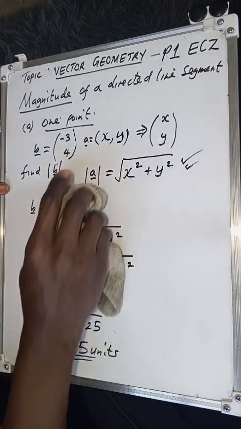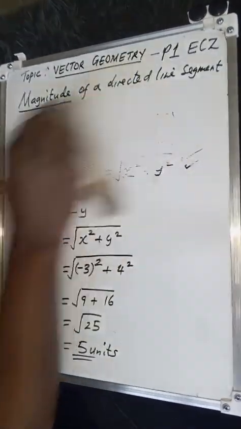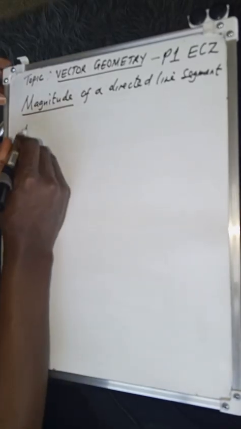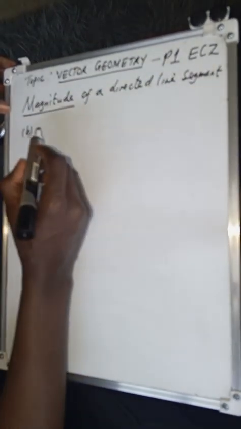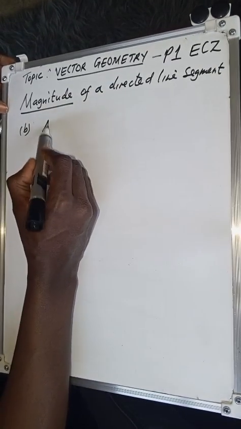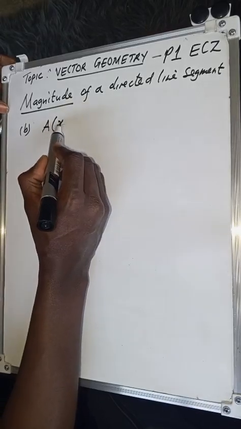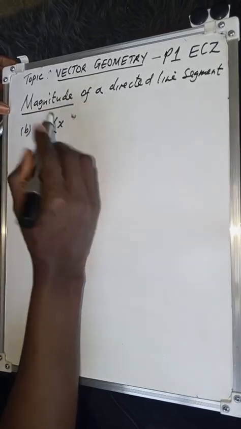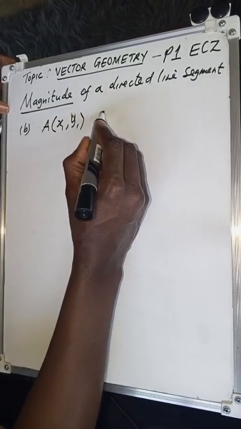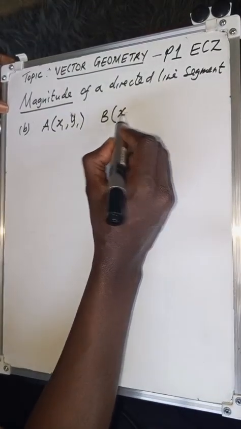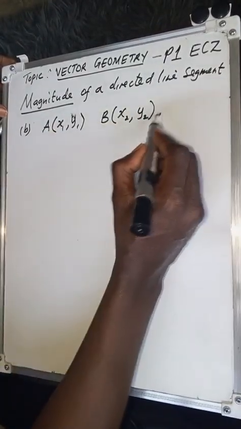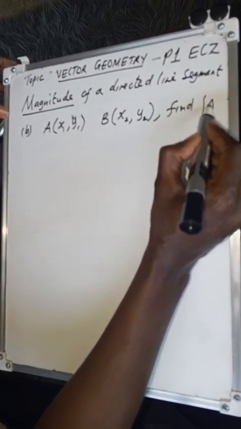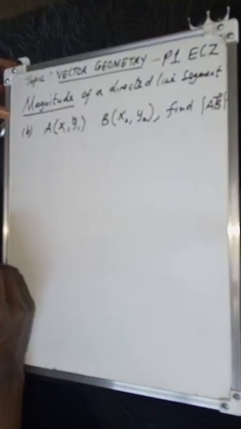But suppose you have been given 2 points. Let's look at the second situation that you are going to find. In the second situation, you may be given 2 points, so finding the magnitude of a directed line segment, but imagine you have been given point A. Let's say point A is x1, y1. And let's say you have also been given point B, which is x2, y2. They can tell you to find the magnitude of the vector AB. So how can you go about that?